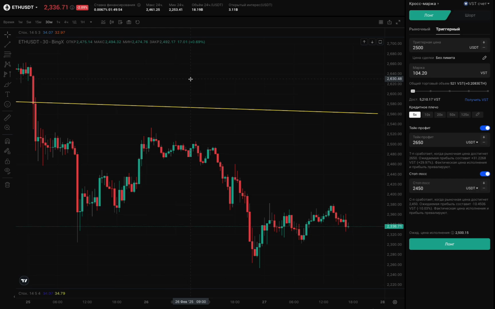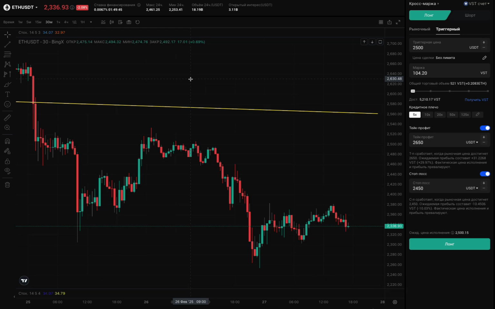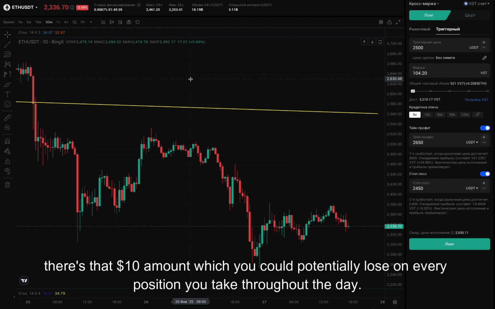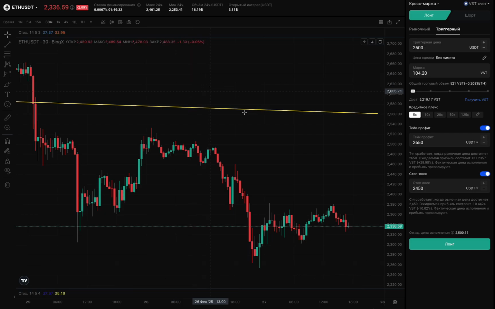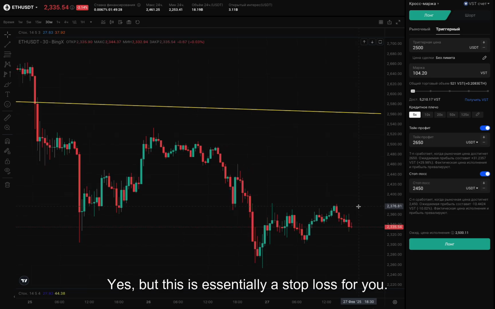but that's not very logical. The usual approach is 3 transactions. For 3 transactions, there is essentially a conditional risk of $10 per transaction. What steps should follow next? Well, there's that $10 amount, which you could potentially lose on every position you take throughout the day. This is essentially your stop loss. The size of the stop loss is $10.